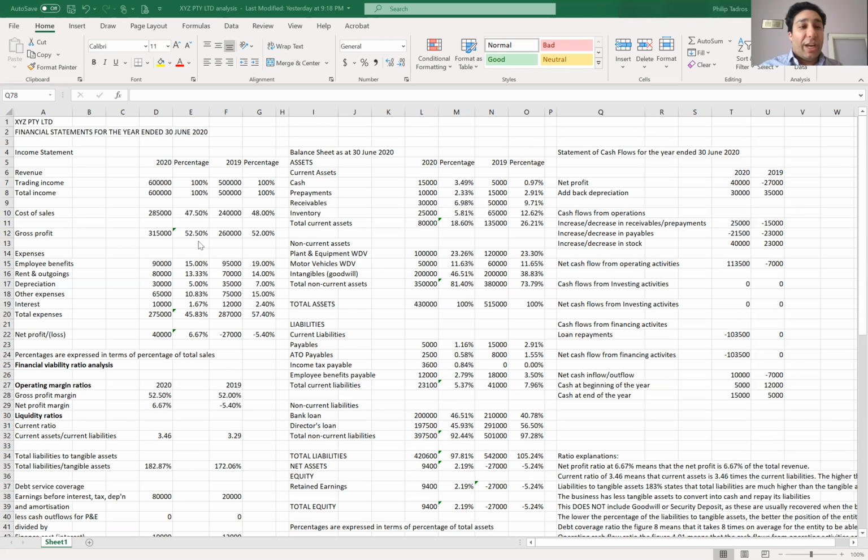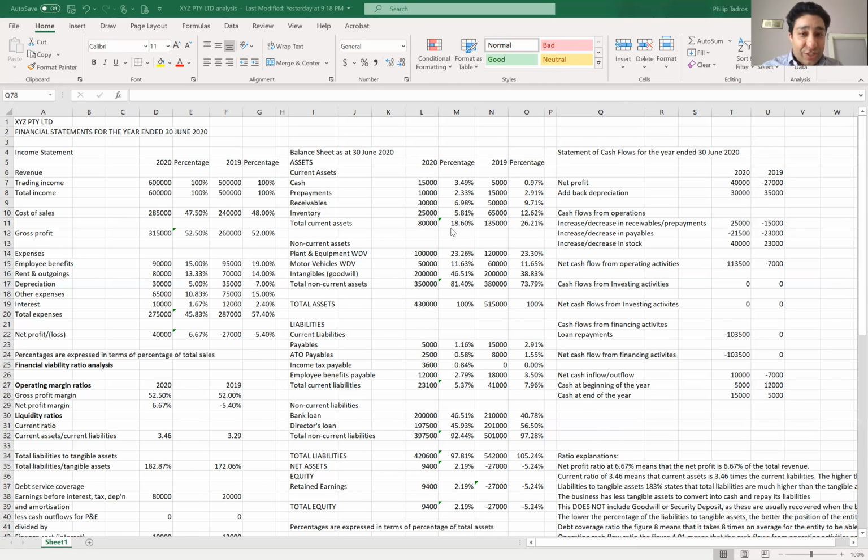So this is a particular analysis that the tax department looks at in terms of the income statement and the percentage of each of the cost of sales and expenses to the total income. Now we look at the balance sheet and we take total assets as a base percentage. So total assets, 100%. And then we go by each line item. So for example, cash represents 3.5% of the total assets.